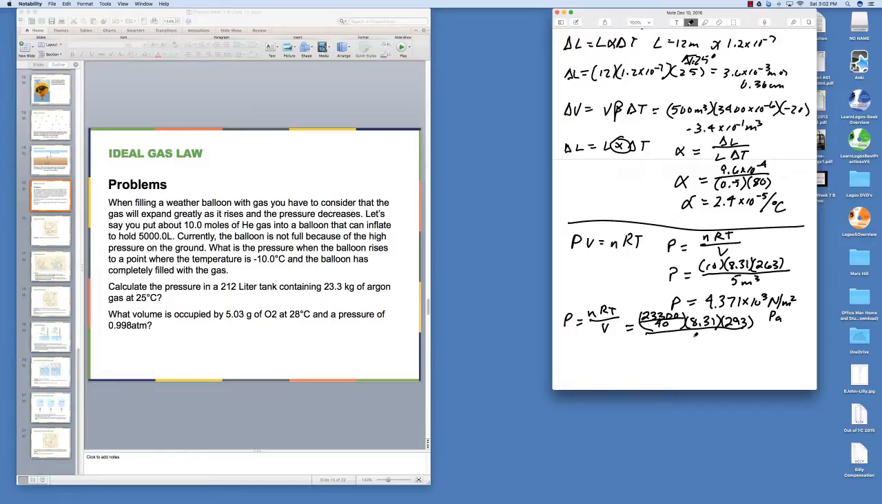212 liters. If you divide that by 1,000 liters per cubic meter, it's 0.212 cubic meters. And so the pressure, if you do the math here, is 6.8 times 10 to the 6th newtons per square meter, or pascals. And you've got a huge number of moles in a very small volume, and so that should tell you that you're going to have a pretty high pressure.